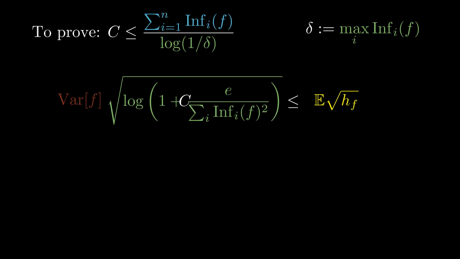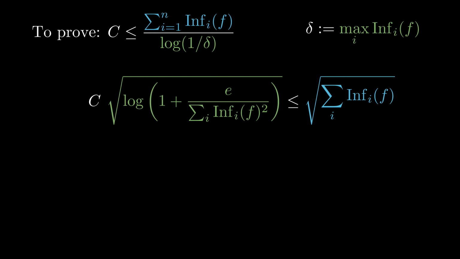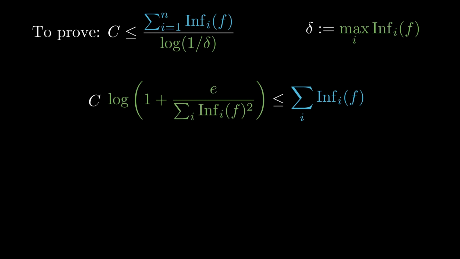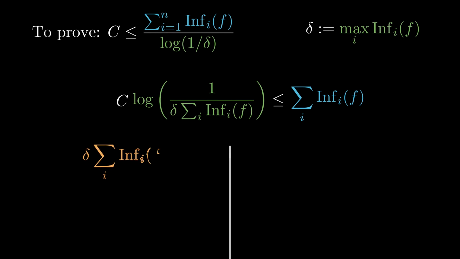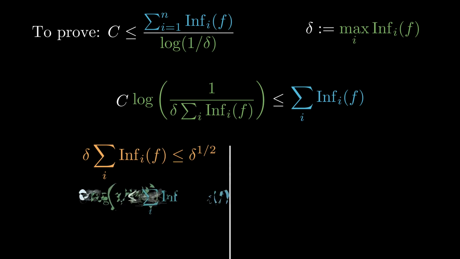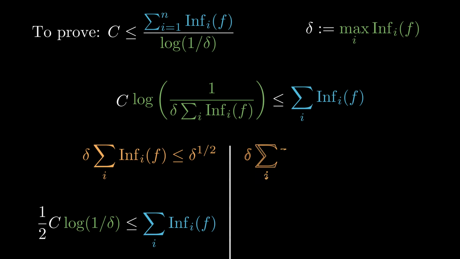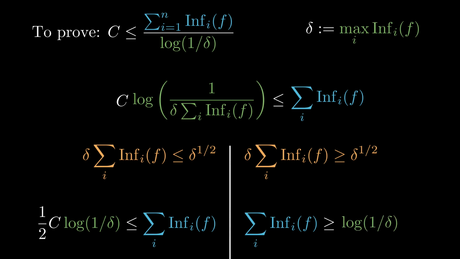Starting with Talagrand's conjecture, by convexity we can replace the right-hand side with the square root of the total influence. Squaring both sides, simplifying the log, and extracting out a factor of delta in the influence sum, we finally reach this inequality. We now have two cases. In the first case, the term that appears in the denominator in the log is smaller than the square root of delta. In this case, we can just plug in this delta into the log and obtain the desired inequality. In the second case, the product of delta and the sum of influences is larger than the square root of delta. But because log of 1 over delta is always smaller than 1 over the square root of delta, we again get what we want.